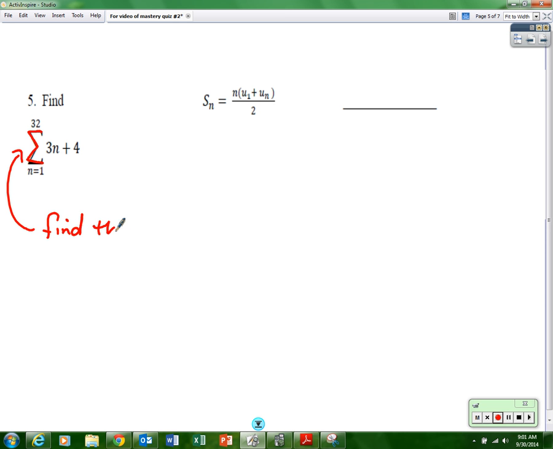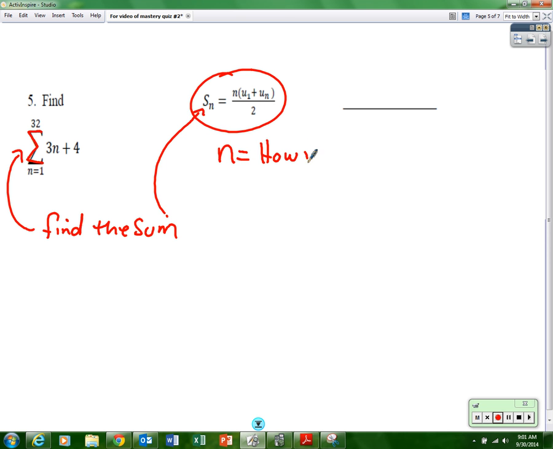Find the sum. Okay, and you can also see that we've got an S there. That should look familiar from Unit 1. All right, so let's look at our variables in the formula. So we've got an N. What does N stand for? N stands for how many numbers are in the sequence.